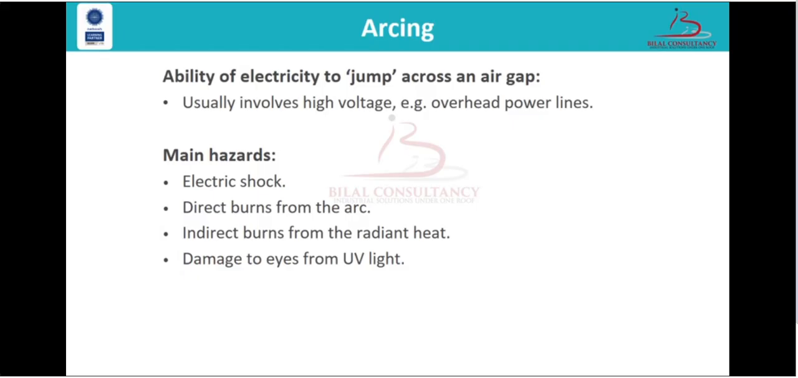The main risks associated with arcing are electric shock as a result of being struck by the arc, direct burns as a result of being struck by the arc, indirect burns from the radiant heat given off by the arc and from the melting of any equipment struck, and damage to the eye as a result of the ultraviolet light that is emitted by the arc.